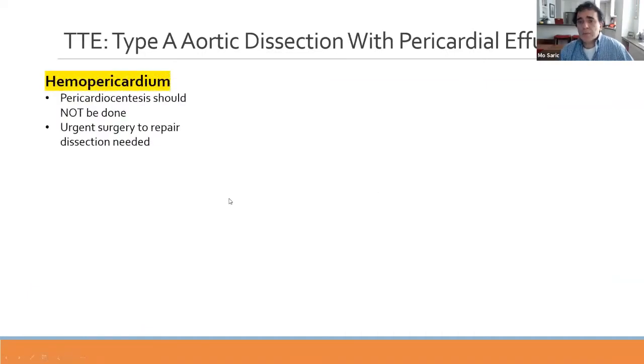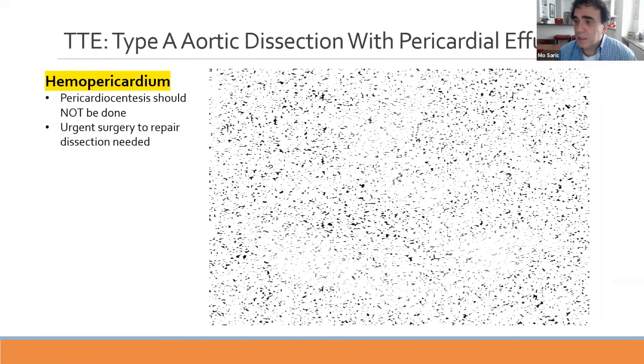So in this case, hemopericardium is a complication of type A dissection, and this is one of the rare forms of significant pericardial effusion with tamponade that should not be treated with pericardiocentesis, because urgent surgery to repair type A dissection is the most appropriate treatment.